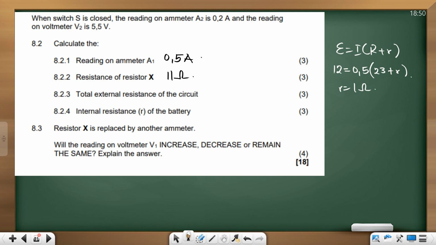Resistor X is now replaced by another ammeter. Wait. Let's go back. There's a statement we always neglect. What is the property of an ammeter? An ammeter has negligible resistance. I once explained the word negligible to you, if you remember.